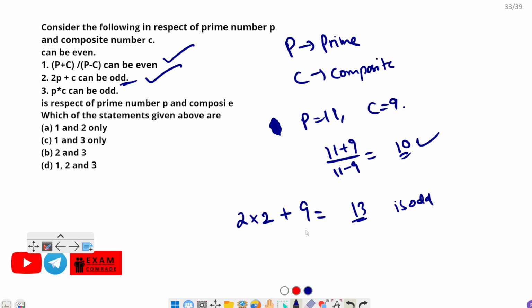p into c is odd. Prime number, let's take 7. 7 into composite number, we can take 9. 7 nines are 63. That is also odd, right? So all the statements 1, 2, 3 are correct.